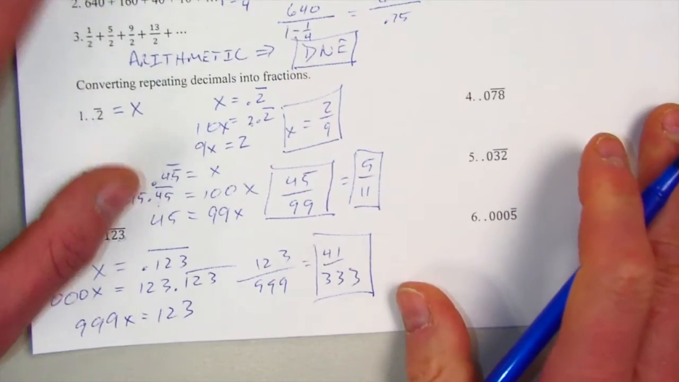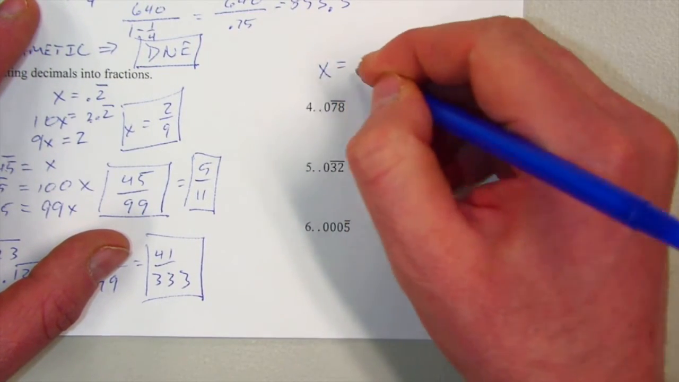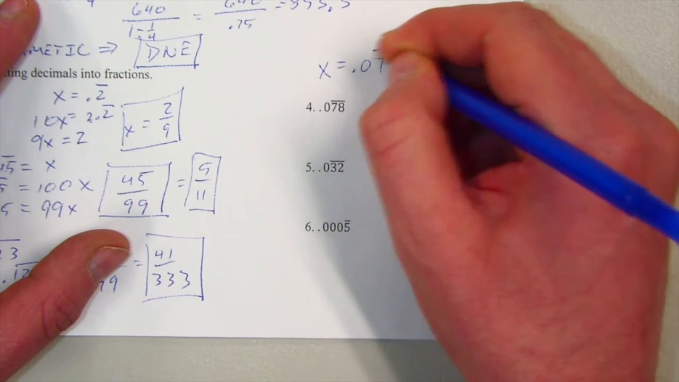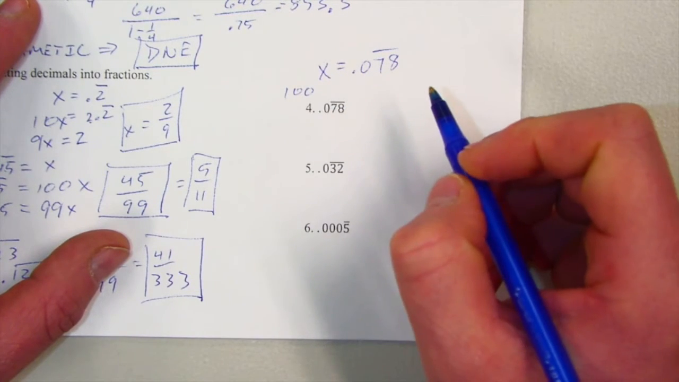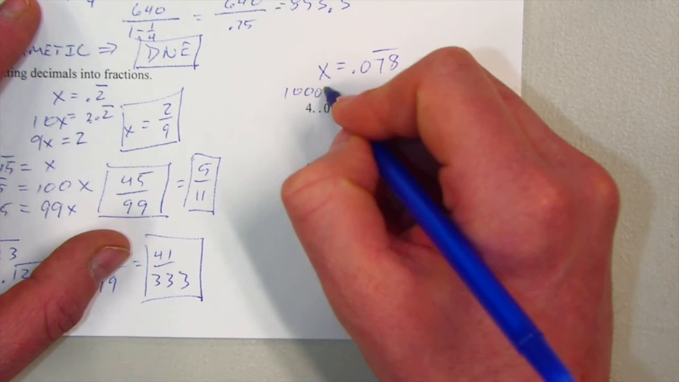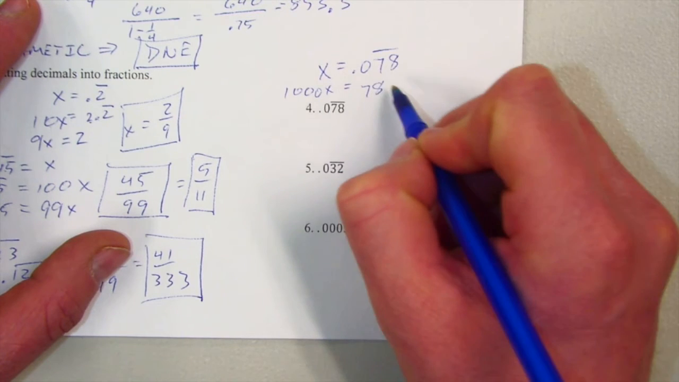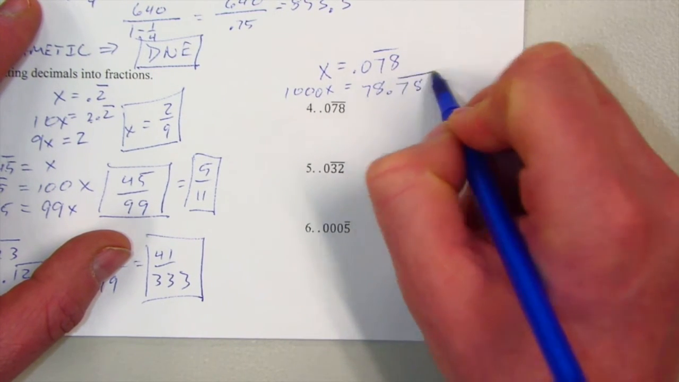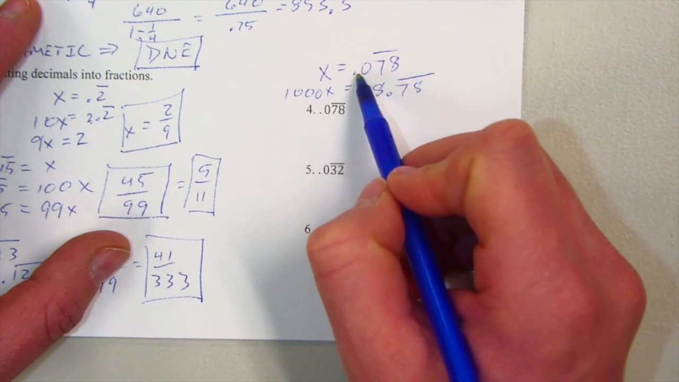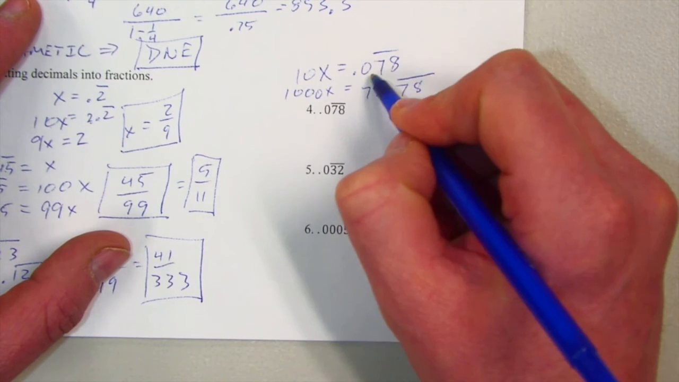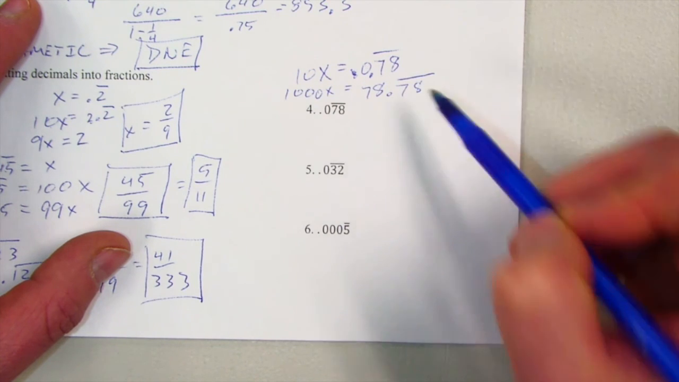We'll do one more and call it good. Let's see. For this one, I'm going to call it x is going to be equal to 0.078. The 78 is the repeating part. So I need to go 1, 2, 3, multiply by 1,000 x to get to 78.78 repeating, like that. Actually, I'm going to change that. I want to get to the repeating part, so I'm going to multiply this one by 10 and put the decimal right here instead. The reason I did that is because now the repeating parts line up so that when I subtract them, they'll go away.